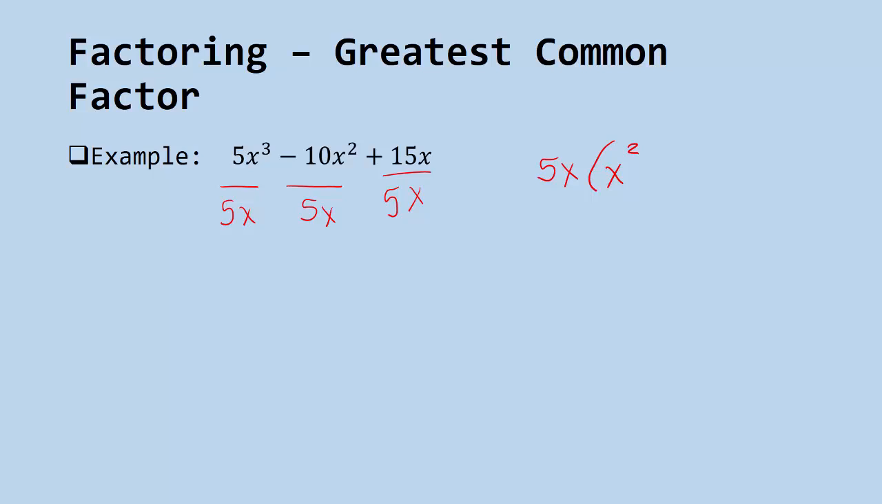The next one, I have negative 10 divided by 5, which will give me 2, and x squared divided by x, 2 minus 1, gives me a single x. And my last term, 15 divided by 5 is 3, and x divided by itself, anything over itself, becomes 1, and 3 times 1 is 3. And so here I can stop. I now have my greatest common factor times what's left, and if you multiply these two together, you would get the original answer.